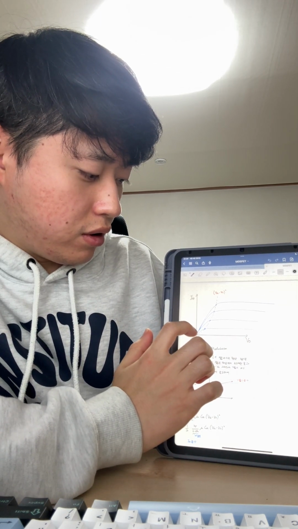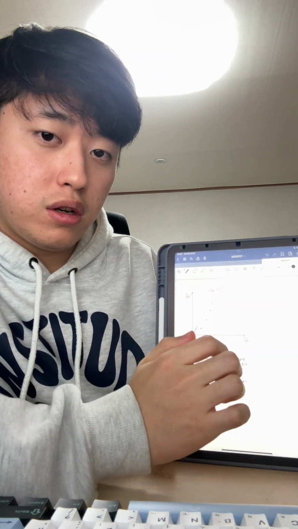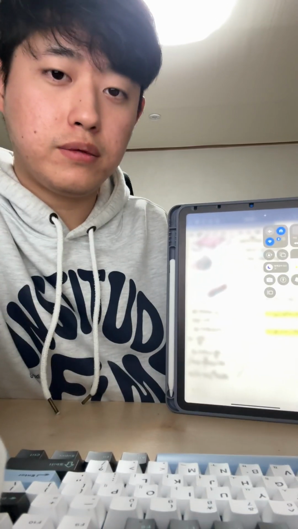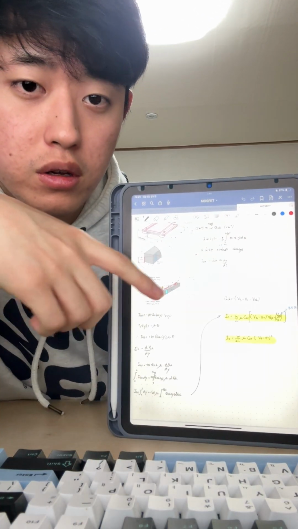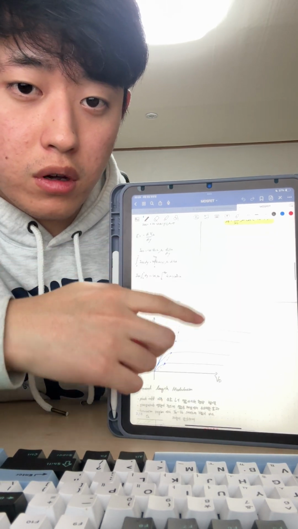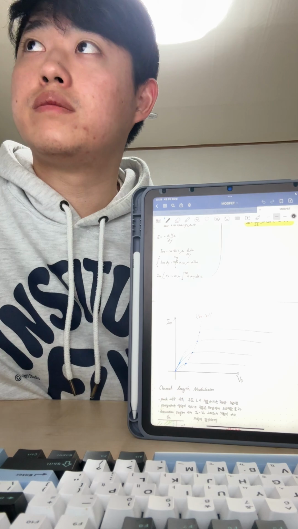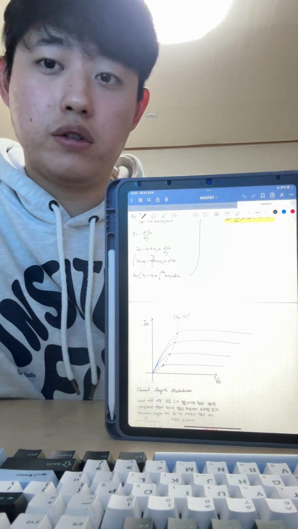Okay, this is the MOSFET ID-VD curve. So here is the linear region, and here is the saturation region.